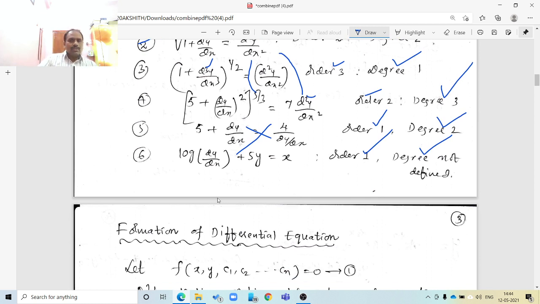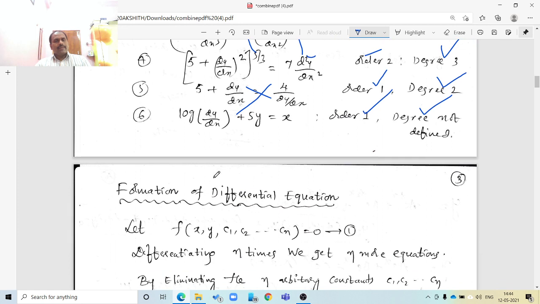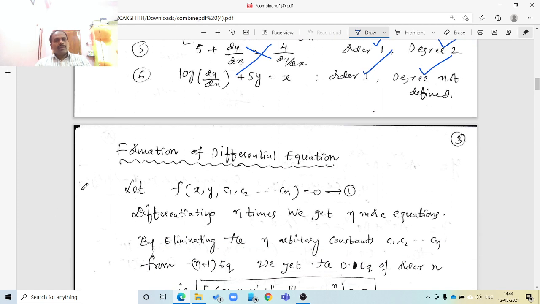I think it will be clear. That is the first concept of the differential equation. What is the first concept of the differential equation? Order and degree. So let us go for the second one, that is formation of differential equation.